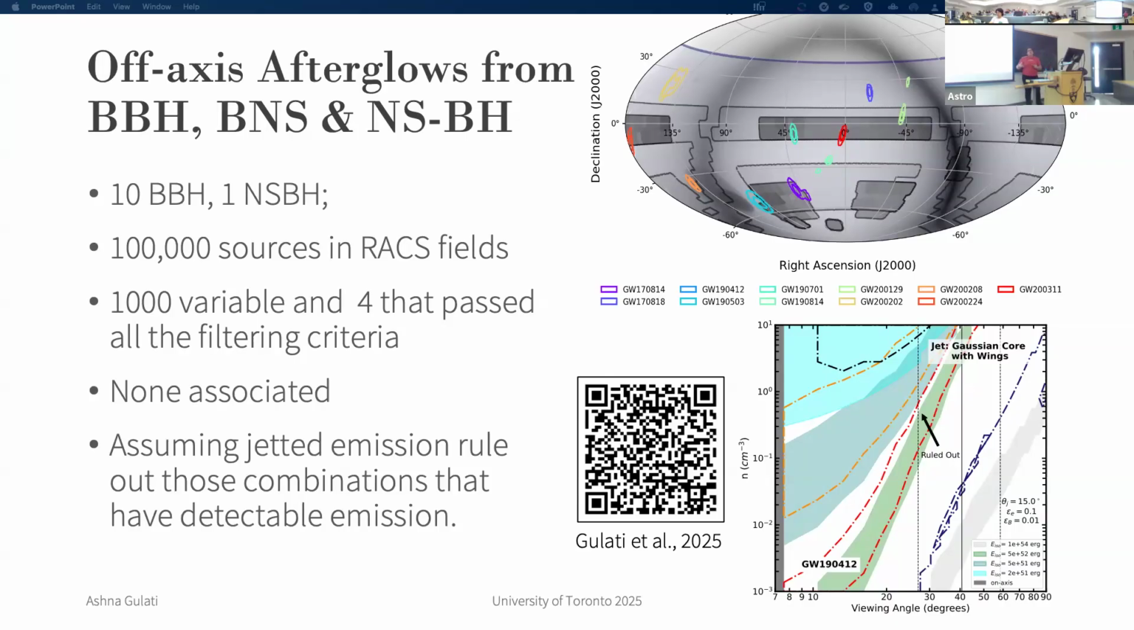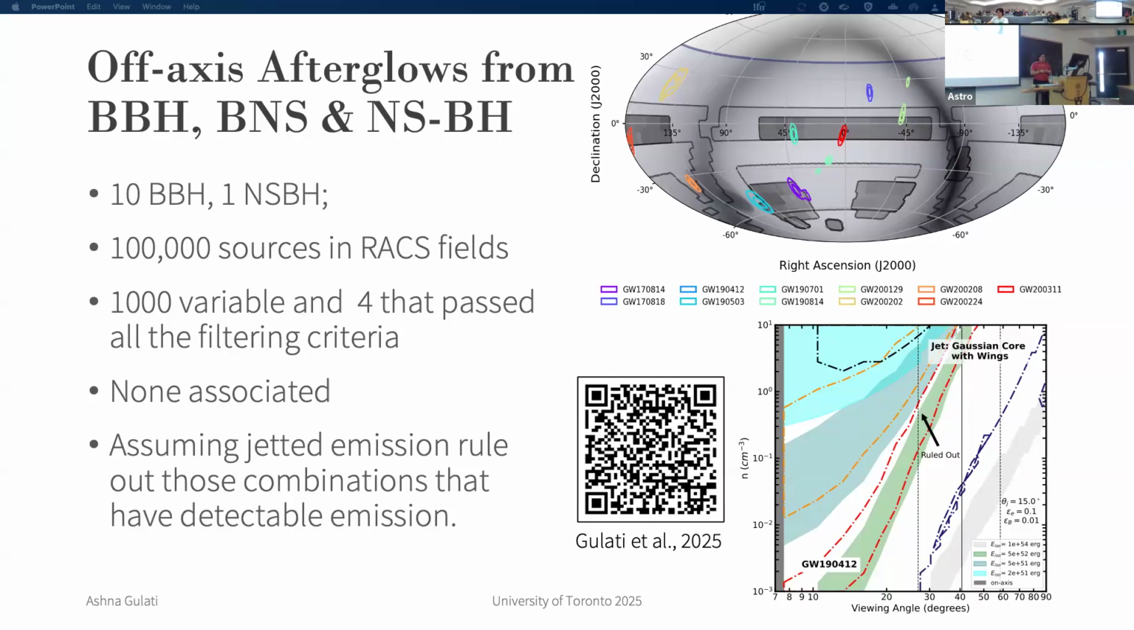But in daytime data, we could capture that afterglow, basically. So just on the plot up above here on the right, you see those localizations in relation to our ASKAP coverage. There are 100,000 sources in these localizations in RACS, which is the Rapid ASKAP Continuum Survey.